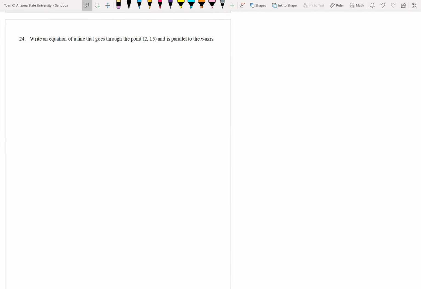Write an equation of a line that goes through the point 2, 15 and is parallel to the x-axis. Now, normally, when it comes to writing a linear equation, we would need a point and a slope. However, this one is special because it uses the x-axis, and we should always be conscientious of special lines.